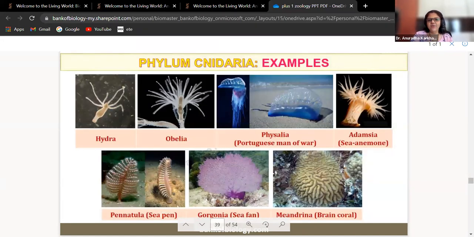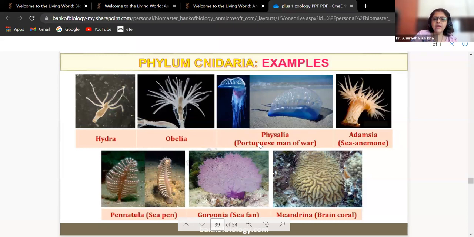Examples: hydra, obelia, physalia, adamsia, tenatiula, gorgonia, and meandrina. These examples are all given in your NCERT textbook. They interconnect the two organisms together. But the names of all these examples are in your book, they have only given the names; here you can see the pictures. Hydra looks like this, obelia.